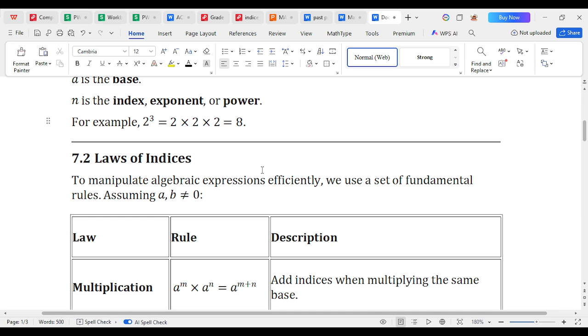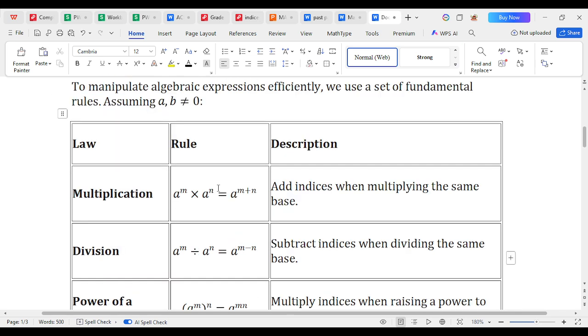So let's try to look at the most important parts of indices. If you do not understand this part, you face a lot of challenges when dealing with indices, which is the laws of indices. There are about, I don't know whether it is 5 or 6 laws of indices, but you just need to keep in mind. Law 1 talks about multiplication, where when you are multiplying same bases, you add the powers.